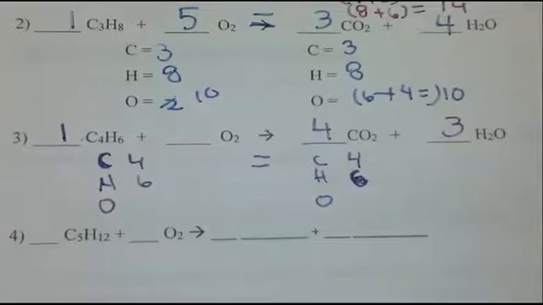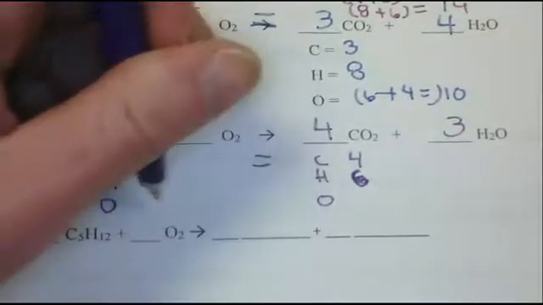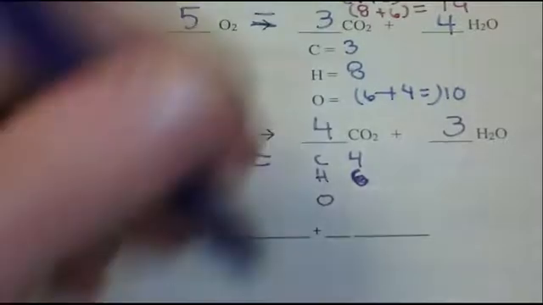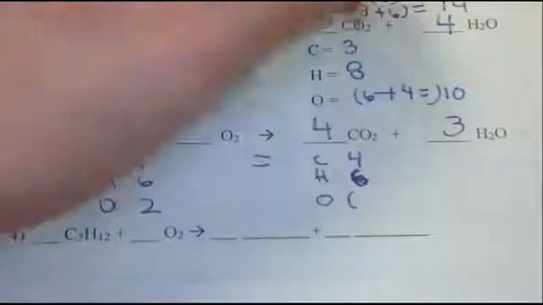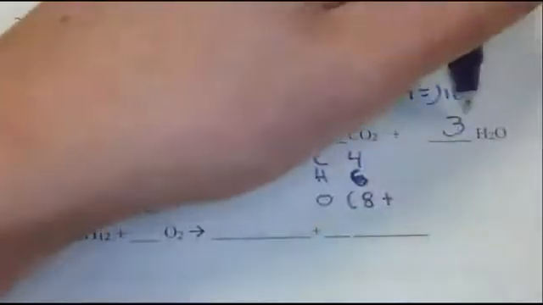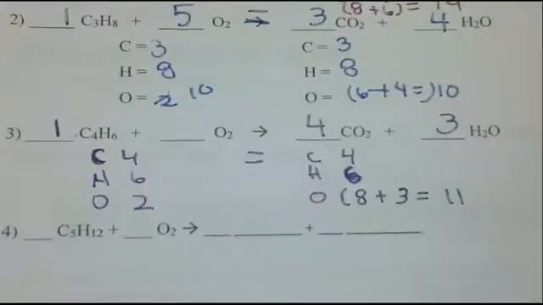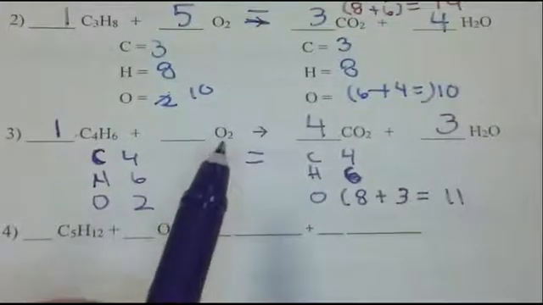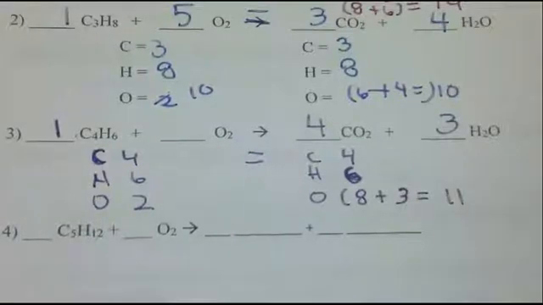Alright, now on to our problem child. It's oxygen, always a problem. On the left side I have 2 oxygens, but on the right side I have 4 times 2 is 8, plus 3. Uh-oh, this is going to be another one of those odd number situations, because I've got 11. I can't multiply this oxygen by a fraction. I can't say 5.5 because you can't have 5.5 oxygens.